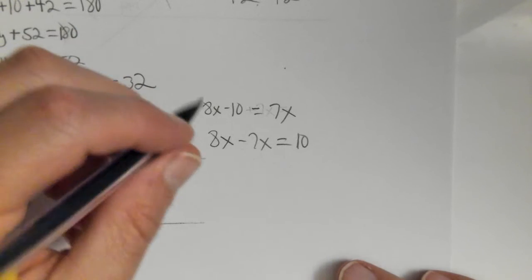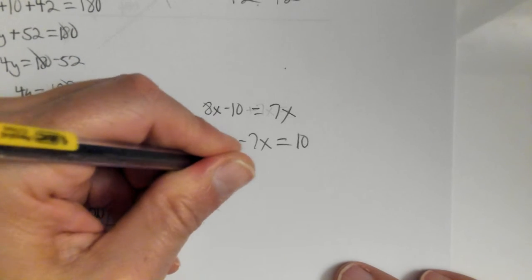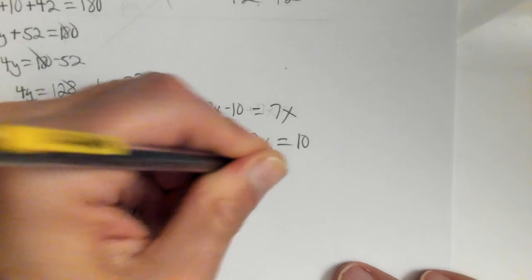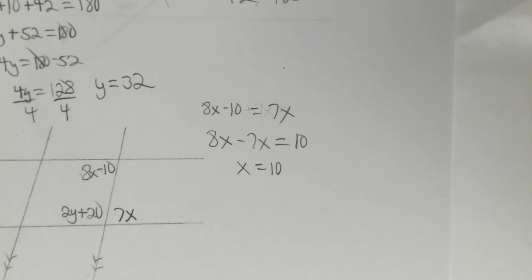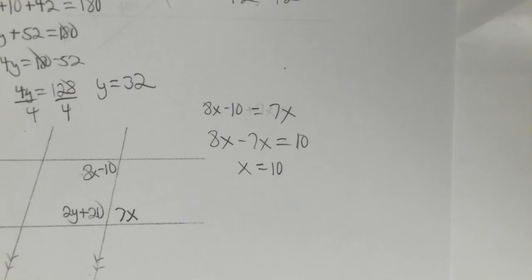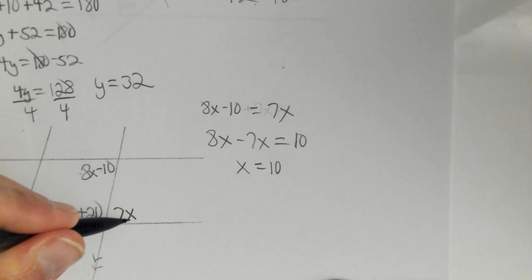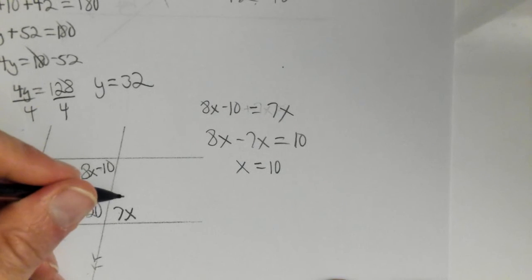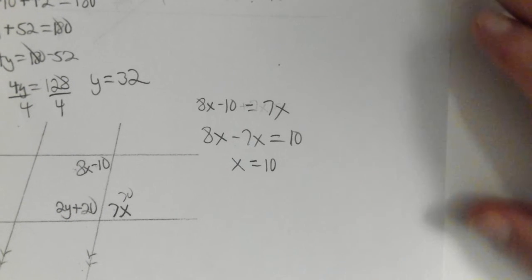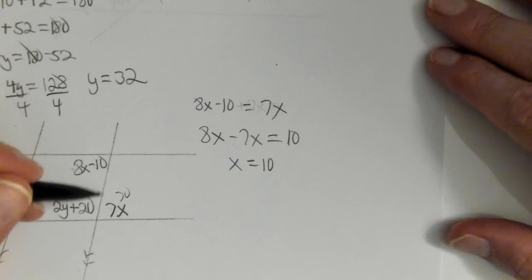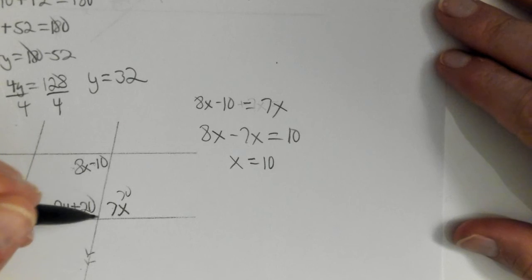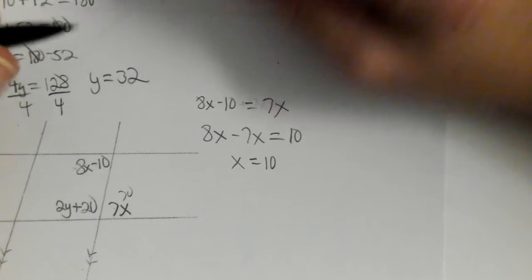So 8x minus 7x is x, and so x would be equal to 10. And then that's your answer for that one. Now we still have to find y. And so now that I know x is 10, I can plug 10 in here for x, and 7 times 10 makes this angle 70. Okay, so now that I know that angle is 70, these two make a linear pair. So they'll add up to 180.